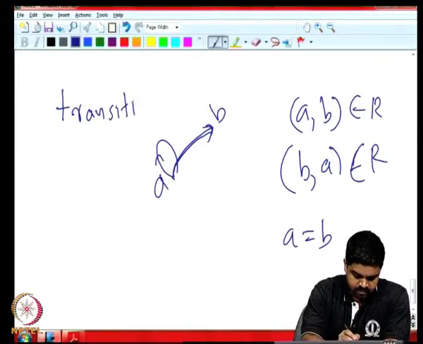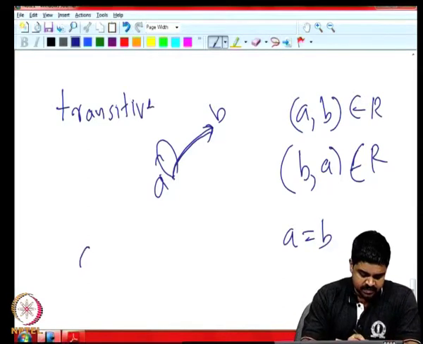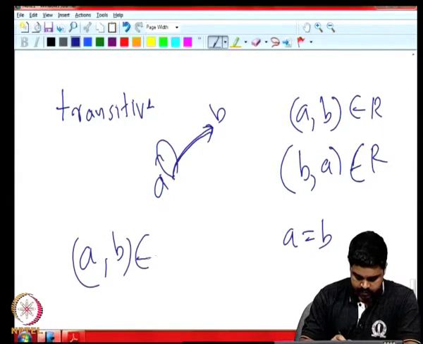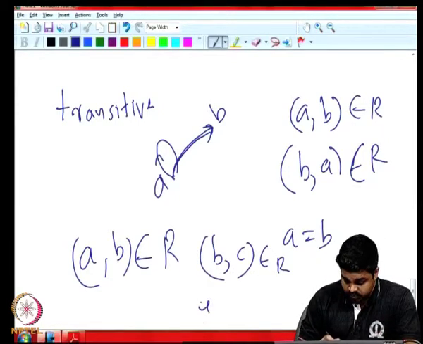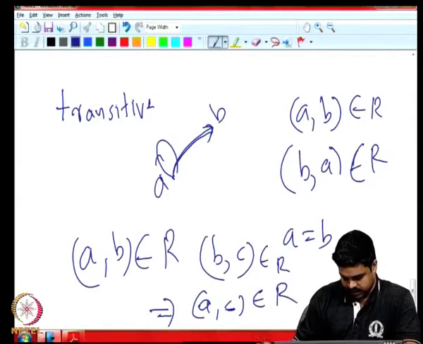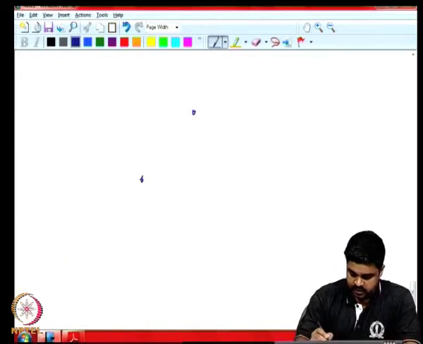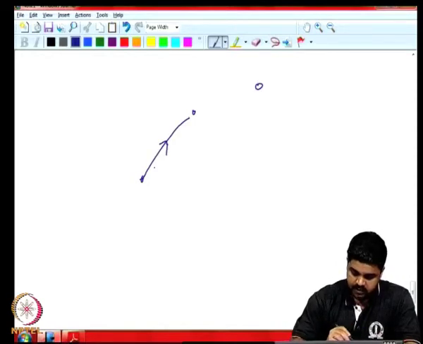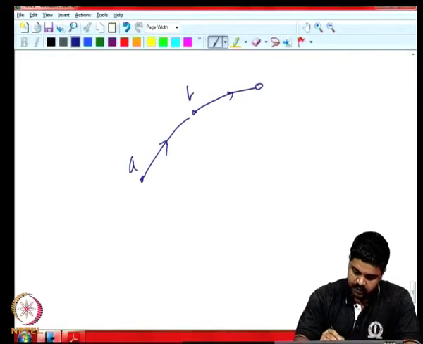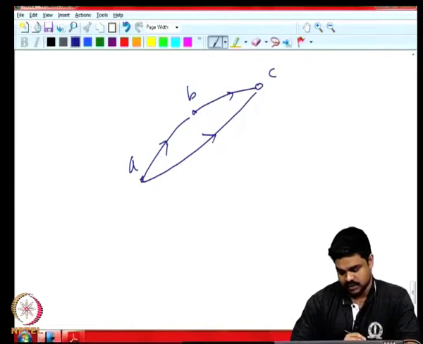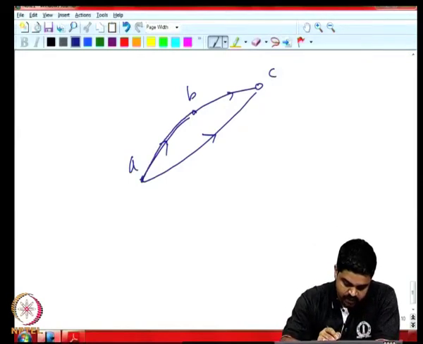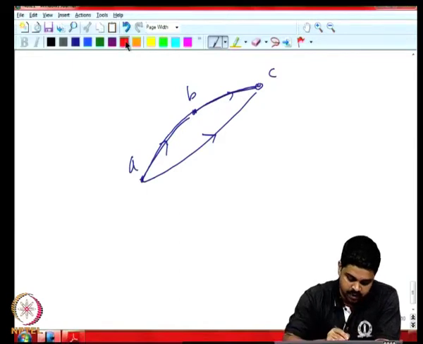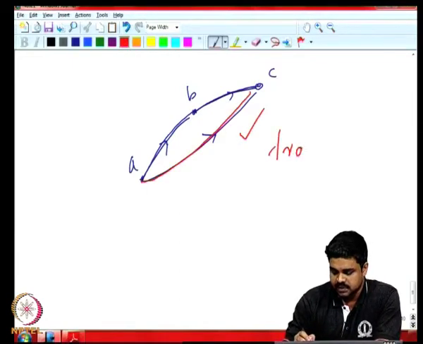What do we mean by the relation being transitive? It means if AB is in the relation, and BC is also in the relation, then that should imply that AC also is in the relation. In diagram form it would be much easier to see. Suppose this belongs to the relation, and this also belongs to the relation. So A, B, C. Then this should be there in the relation. That's what it asks for. If for every such situation where AB and BC belong, we also have this one, then we will say it is a transitive relation, right?